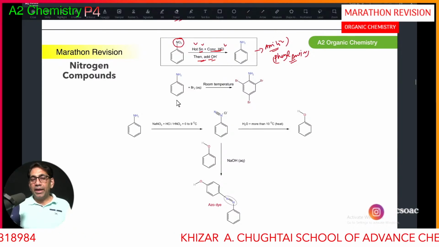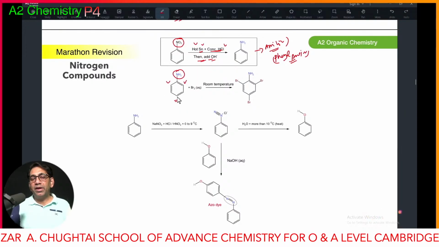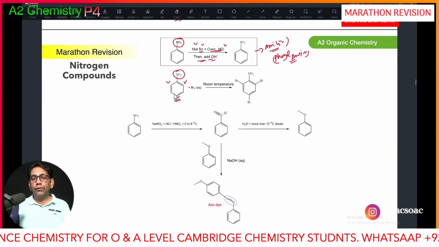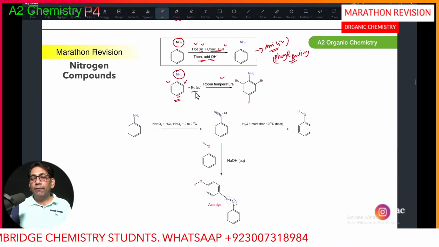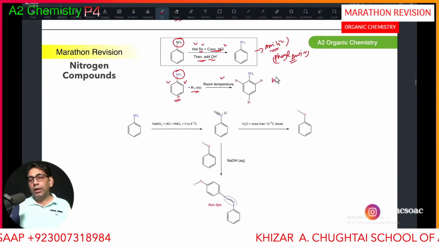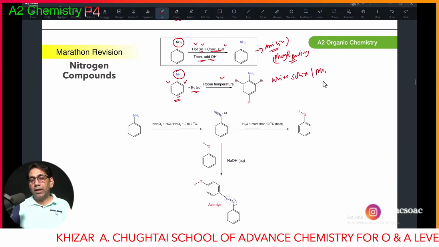Next thing is, again, as I told you, it is an activating group. It has activated the 2, 4, 6 positions, that is ortho and para positions. So even at room temperature, without heating, with aqueous bromine, tribromoaniline is formed. This is also a white solid or white precipitate.